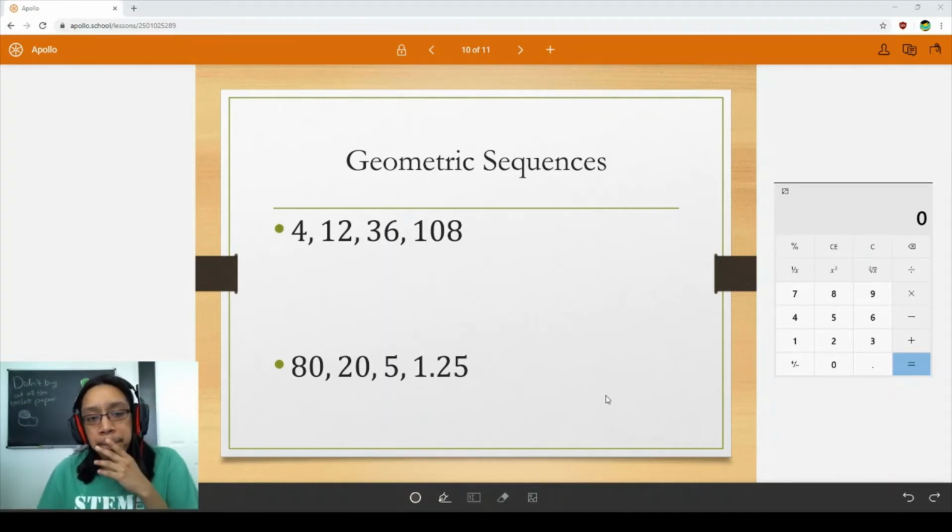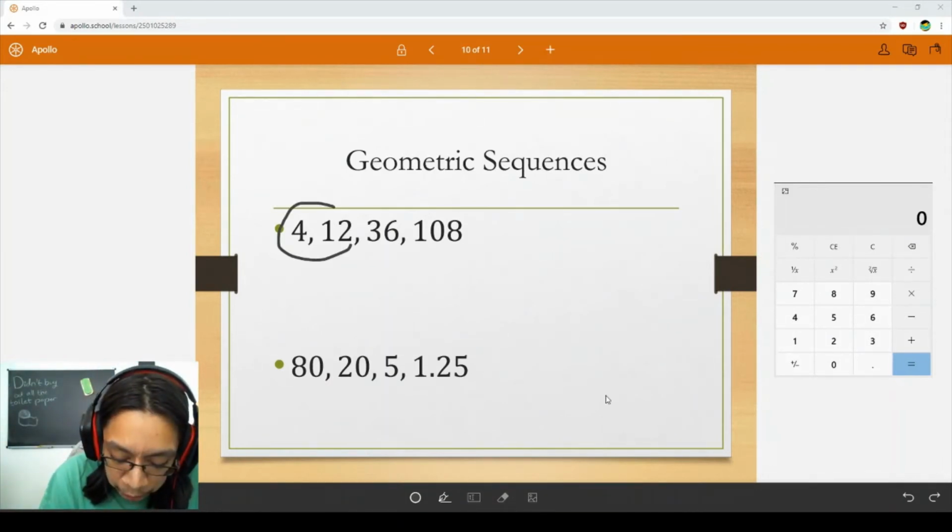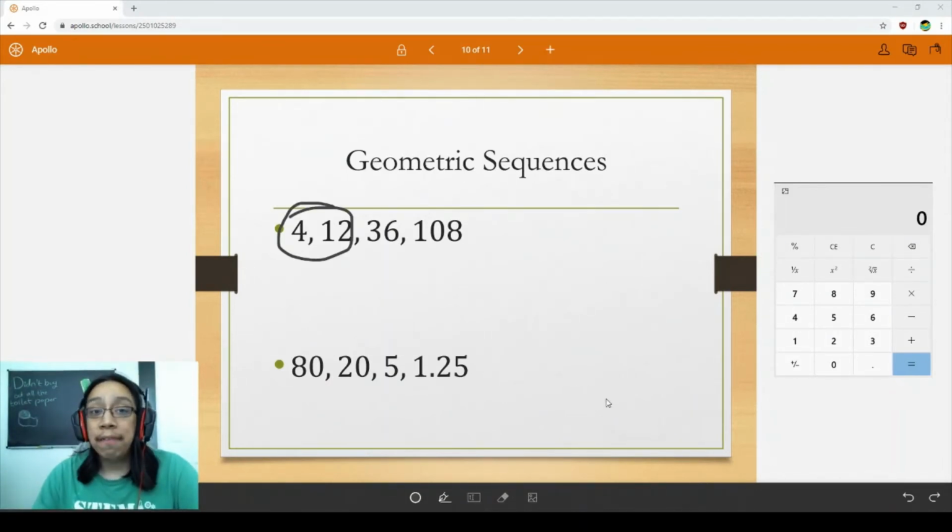Now, here's the easiest way you can do this. Take the first two numbers of your list, like for example here, 12 and 4, and divide them, and see what kind of number you get. So let's go ahead and do that. 12 divided by 4 gets me 3.